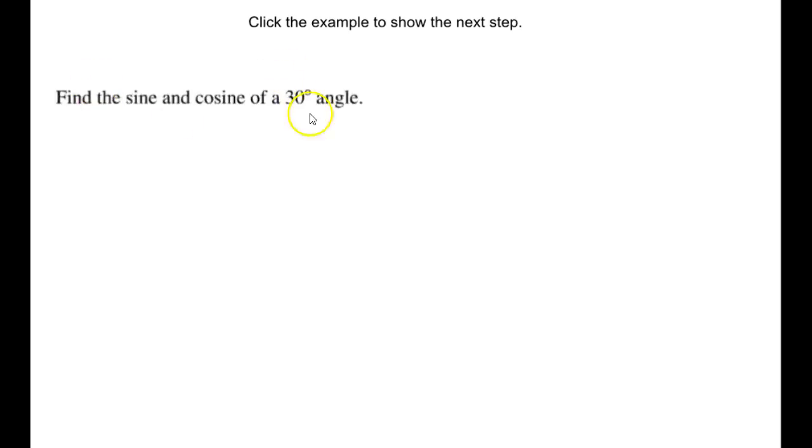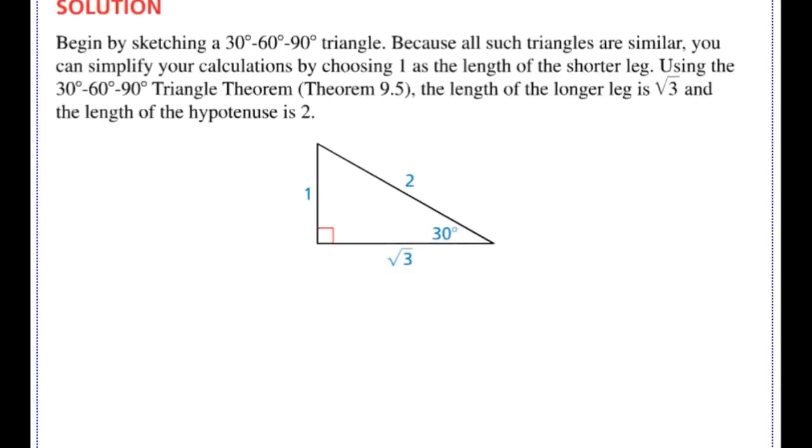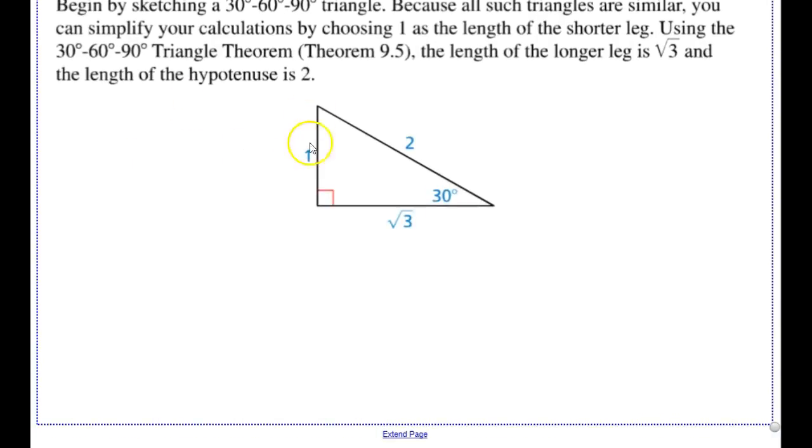So now I'm going to be using a 30, 60, 90 triangle and finding the sine and cosine of that angle. So the first thing I always do is I draw my triangle, and I label my short leg, and in my 30, 60, 90 triangles, the short leg is always across from the 30. My short leg is 1, my long leg is the square root of 3, and the hypotenuse is 2. This is always true for a 30, 60, 90 triangle. So I always start here.